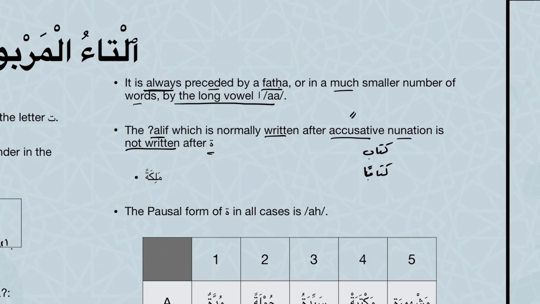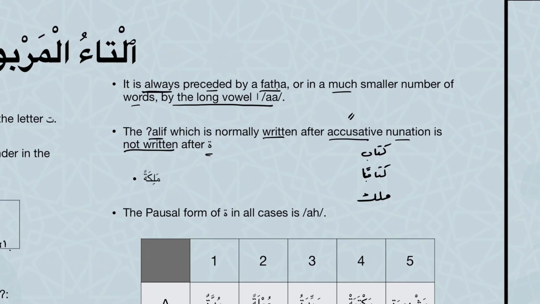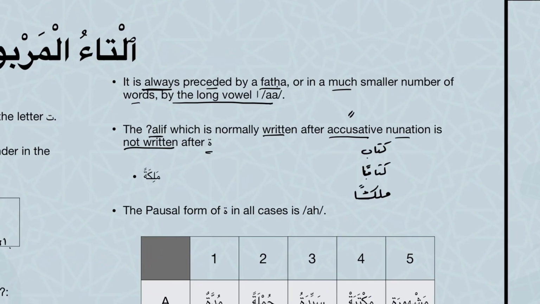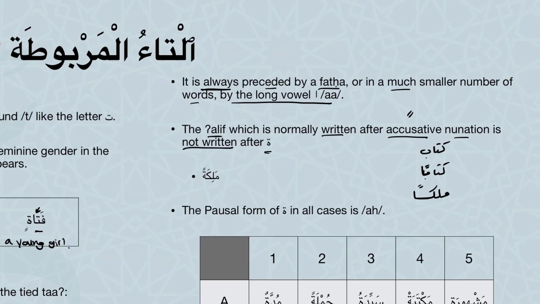If I write the word talib, or malik, malik is basically the king. This is queen, right? Malikatan. Malika is queen, but malik is king. If I were to write it with tanween, I would write it like this: malikan. But the shape would be different. So in malikatan with ta marbuta, no alif for tanween is needed.